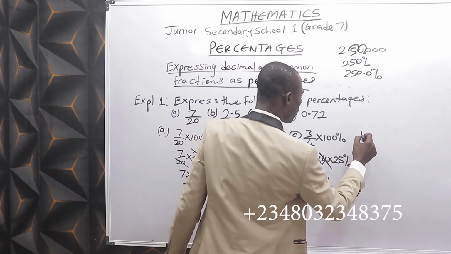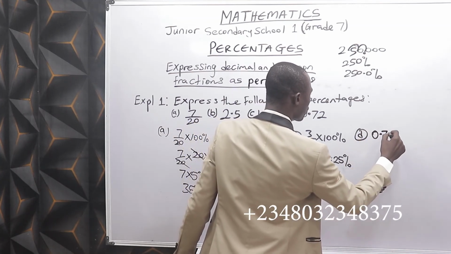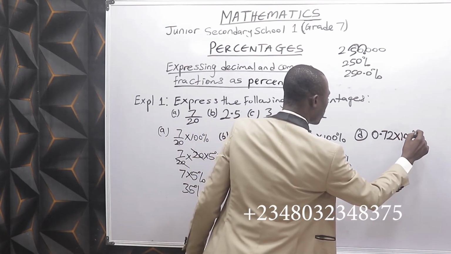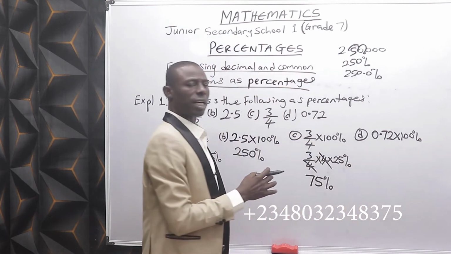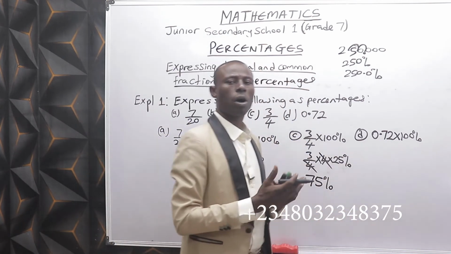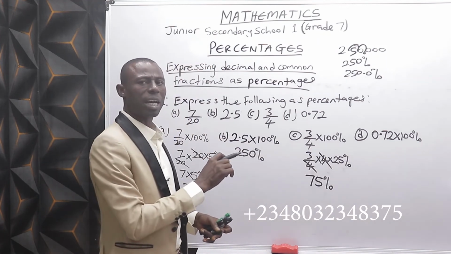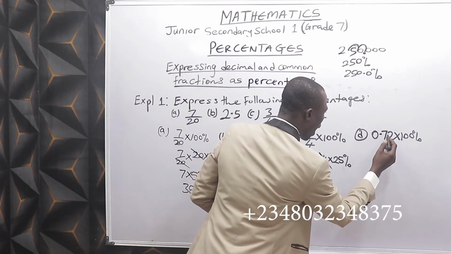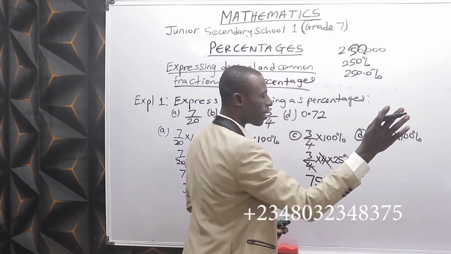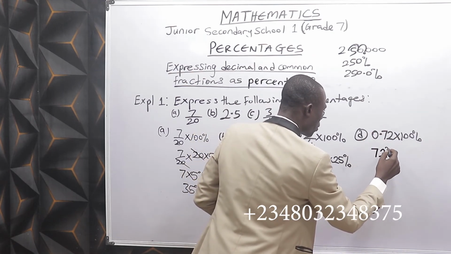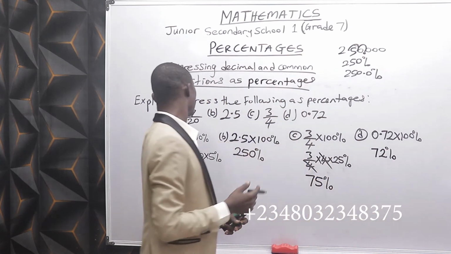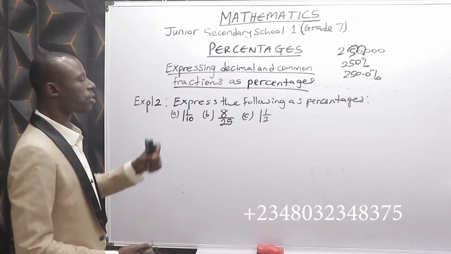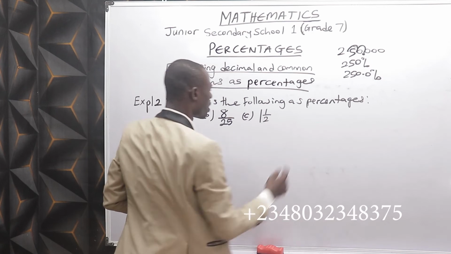And lastly, for D, 0.72 in percentage will be times 100%. So this is a decimal being multiplied by 100%. The decimal point will be shifted in the number of the powers of 10, which is 2. So it will be 1, 2. It is shifted totally. So it is 72%. And that is the solution to the questions in example 1. Let's consider example 2 under this subheading. Express the following as percentages.